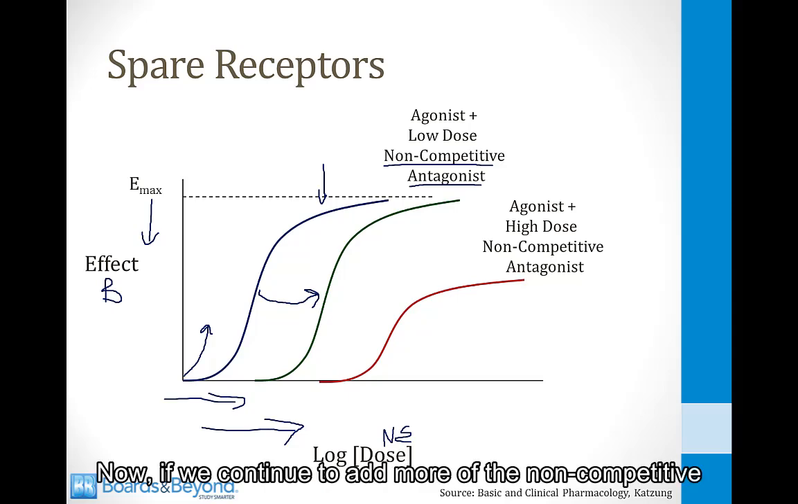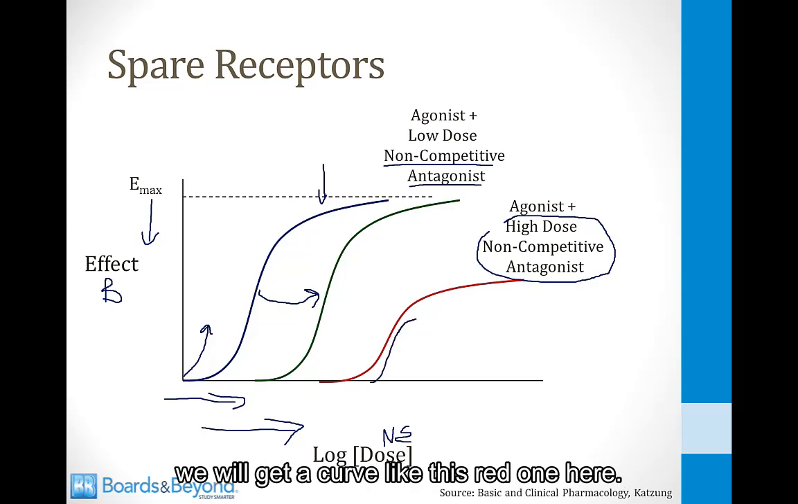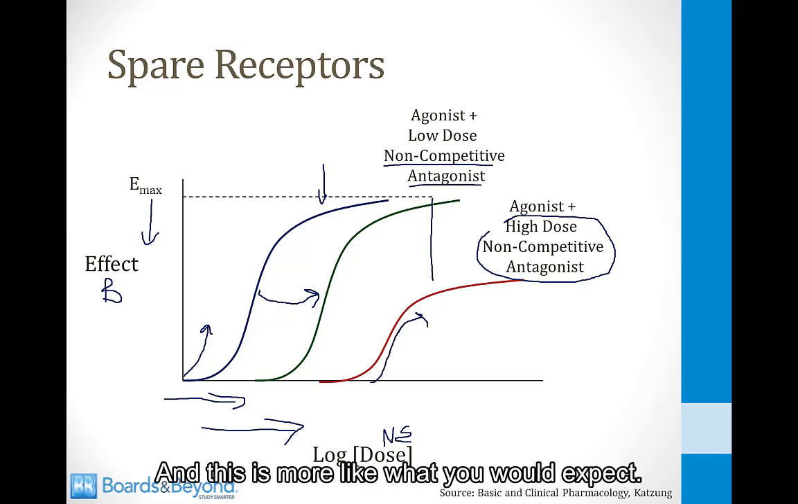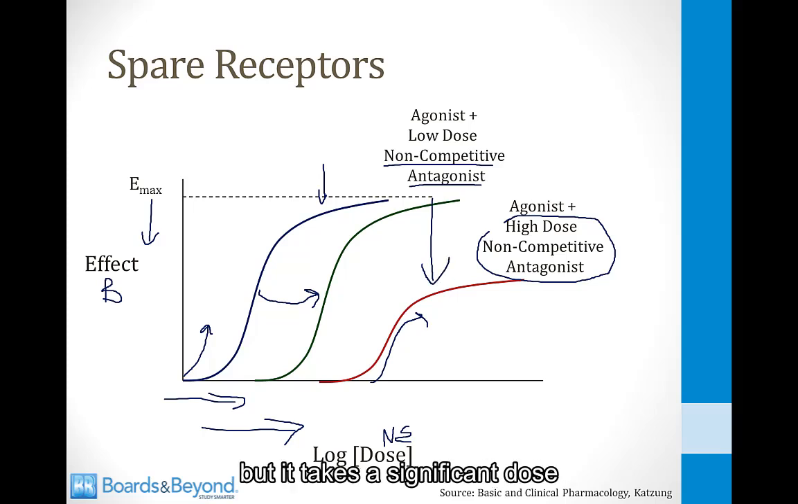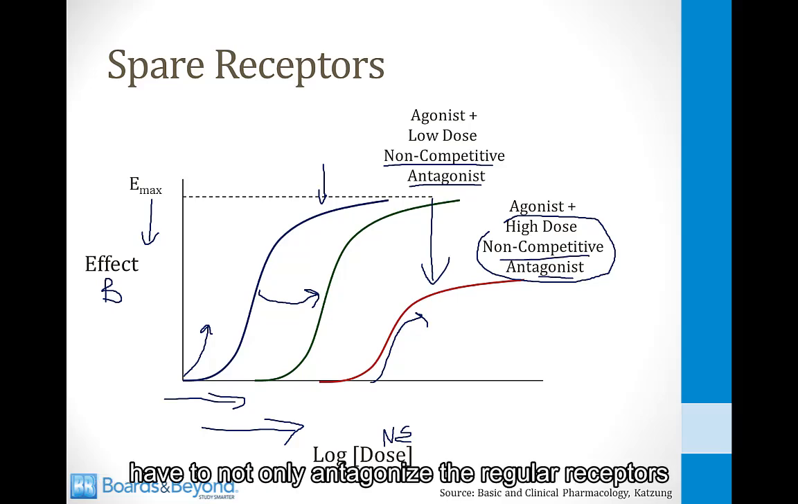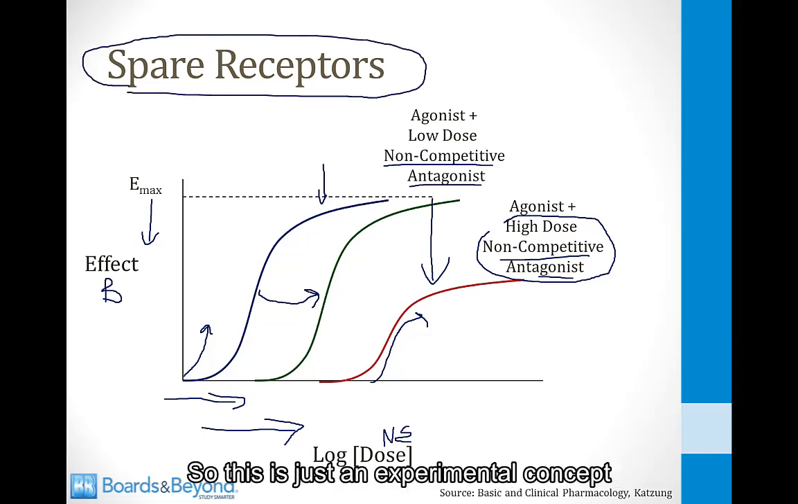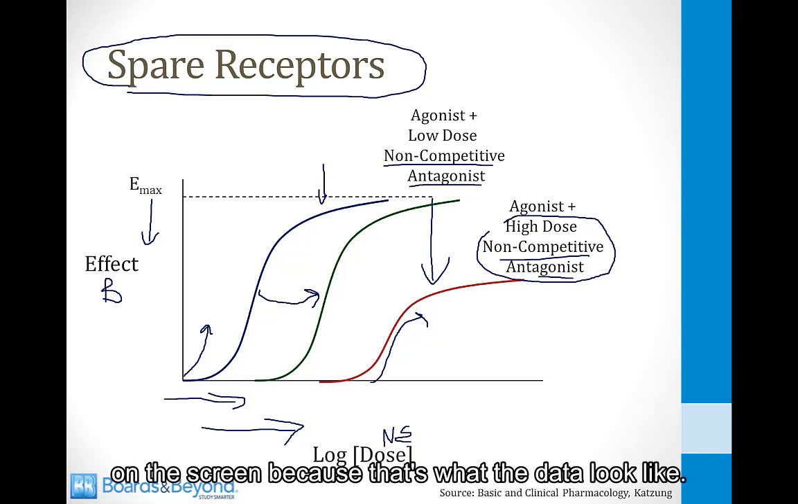Now, if we continue to add more of the non-competitive antagonist, eventually, if we add a high dose, we will get a curve like this red one here. And this is more like what you would expect. The Emax has eventually fallen, but it takes a significant dose of the non-competitive antagonist to do that, because we have to not only antagonize the regular receptors, we have to also antagonize the spare receptors. So this is just an experimental concept that's been demonstrated in some systems, and you should be aware of it, and you should know these three curves on the screen because that's what the data look like.